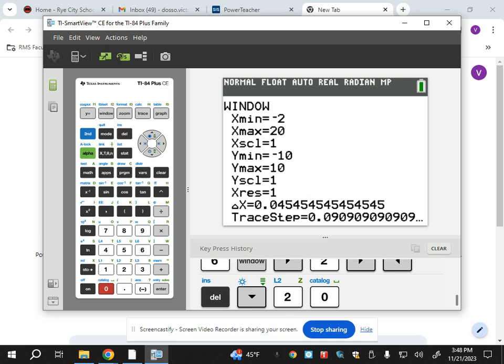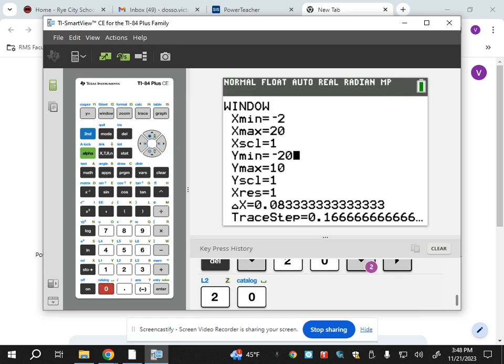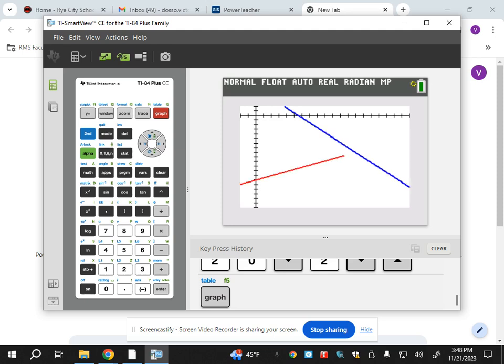I'm not going to adjust the x scale. Y min, I want to see lower in quadrant 4, so I'm going to make it -20. The y max, I don't need to see higher. I just want to see just a little bit above the x axis, so I'm just going to make it 2. And again, we're not going to adjust the y scale. From here, we're just going to push graph. So it gives me my new window. Now I can see that point of intersection.